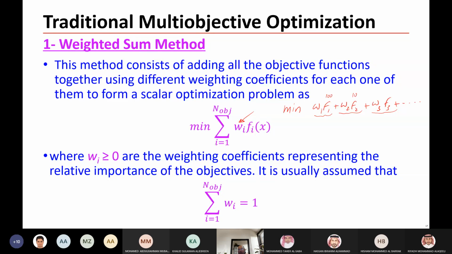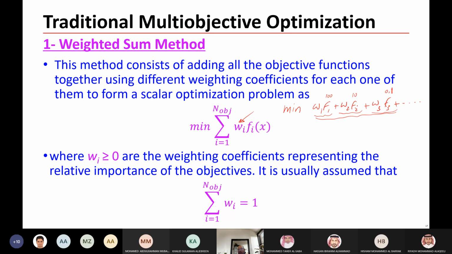And this is 100. This is an order of tens. And this is an order of 0.1, for example. This objective is 0.1; you have an index of voltage stability or whatever, so the index is between 0 and 1. So this objective's value is between 0 and 1. If you combine them as such, definitely this will negatively affect the solution. You have to make sure all these terms are in the same order.